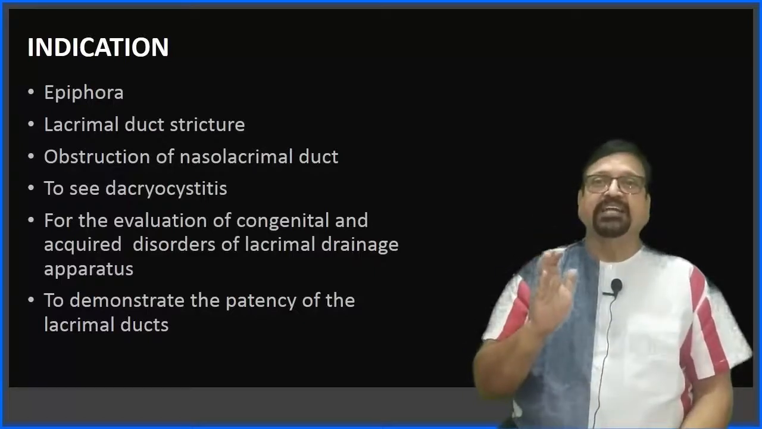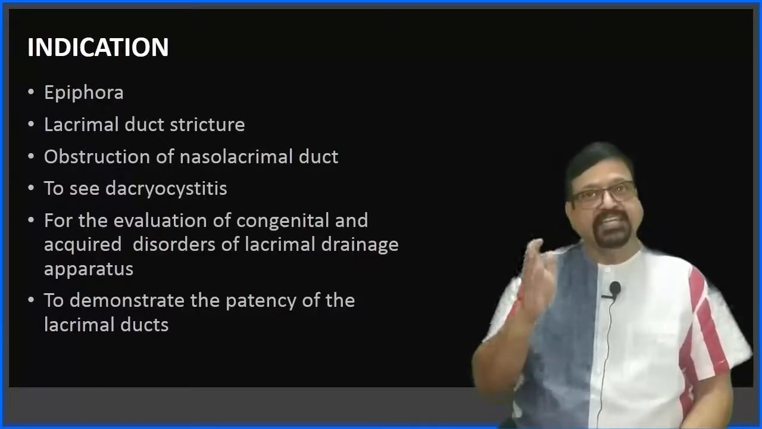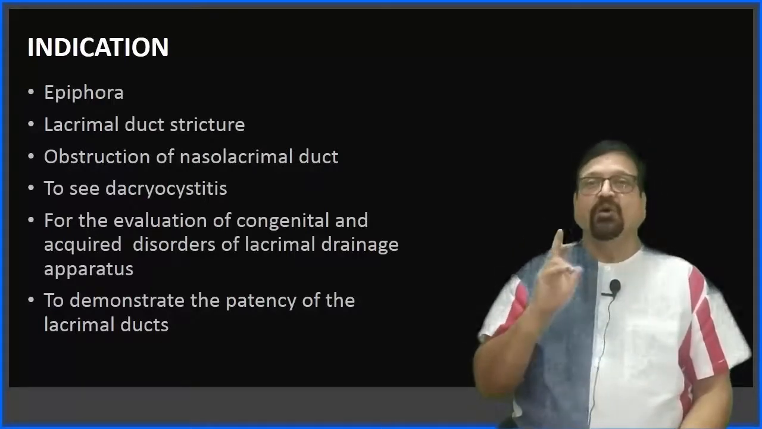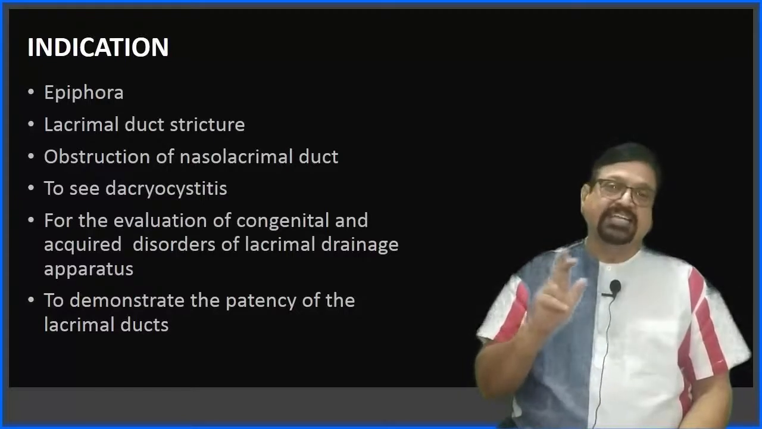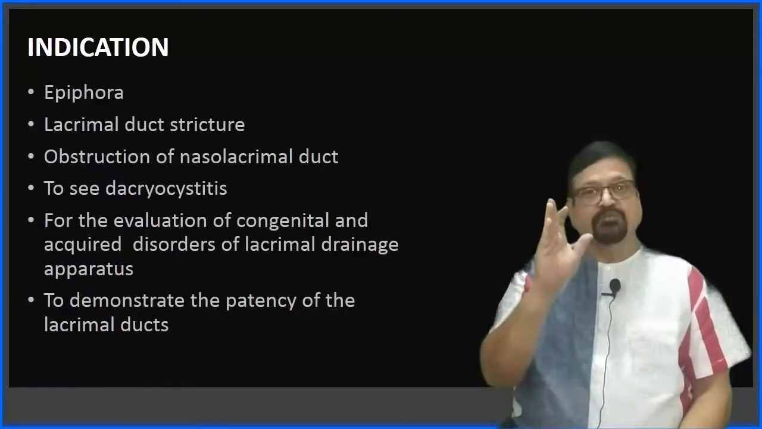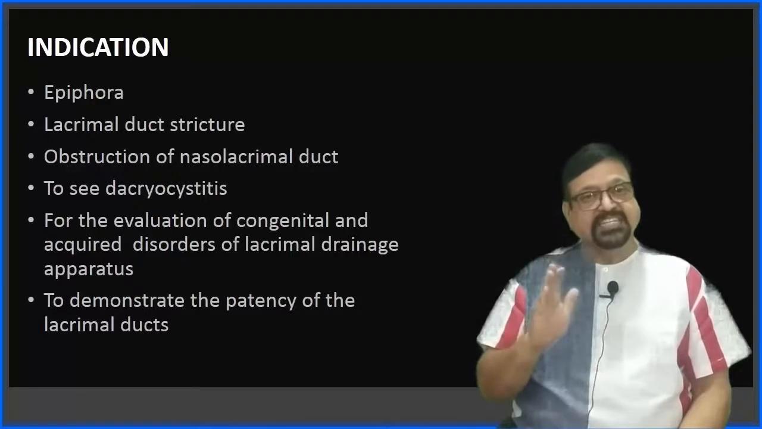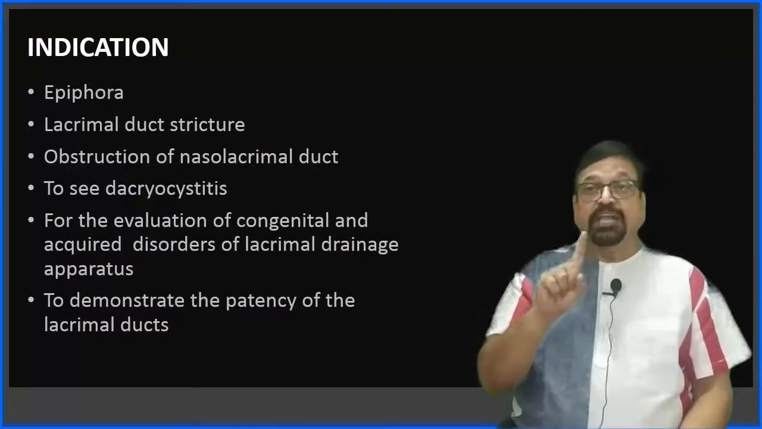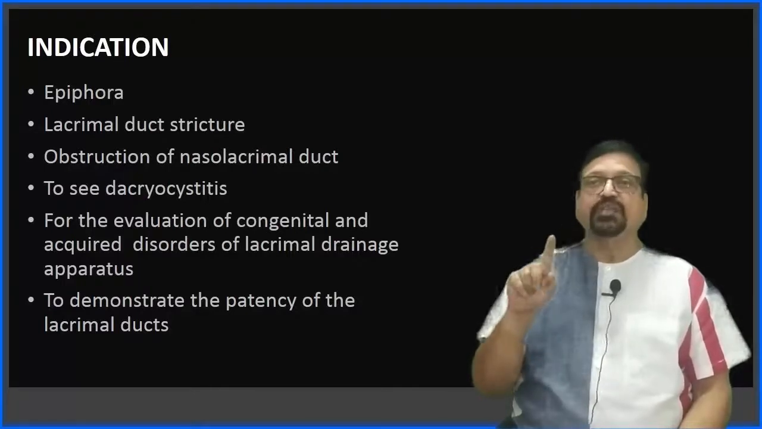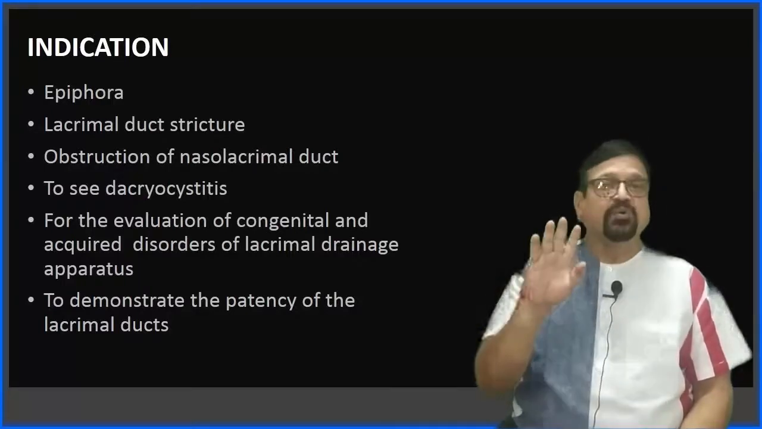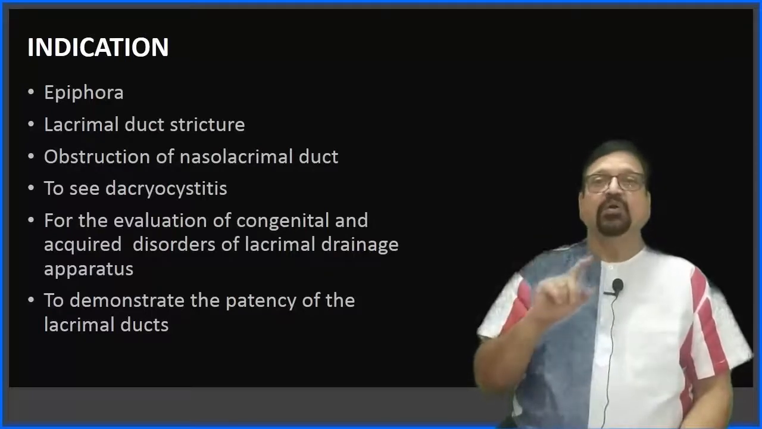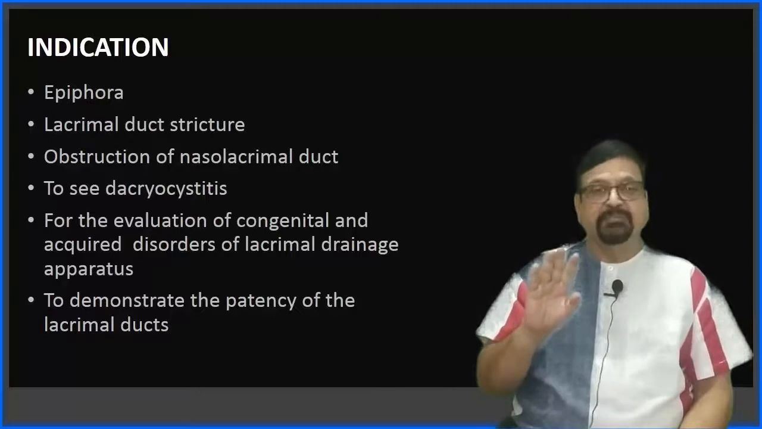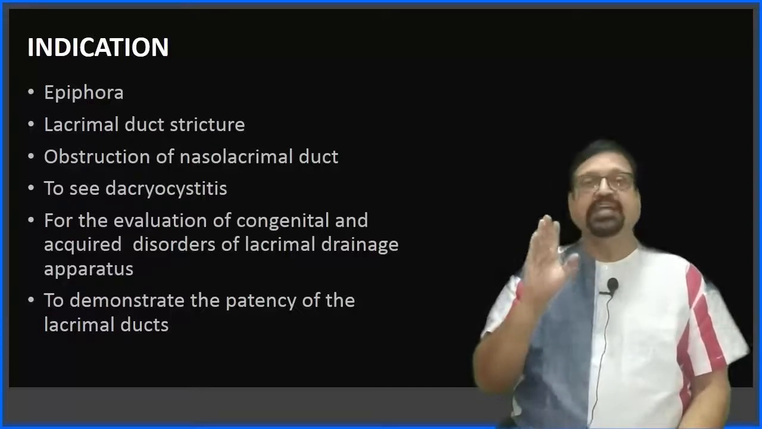Now lacrimal duct strictures. Again it will manifest as epiphora, but you suspect it as a lacrimal duct stricture. Then obstruction of the nasolacrimal duct. As we have seen, the nasolacrimal duct, where it goes anatomically, which lesions are adjacent to it, and what pathologies can affect it. For the evaluation of congenital and acquired disorders of the lacrimal drainage apparatus, we have to do DCG. To demonstrate patency of the lacrimal duct, I feel, is the main aim for which we are doing DCG.